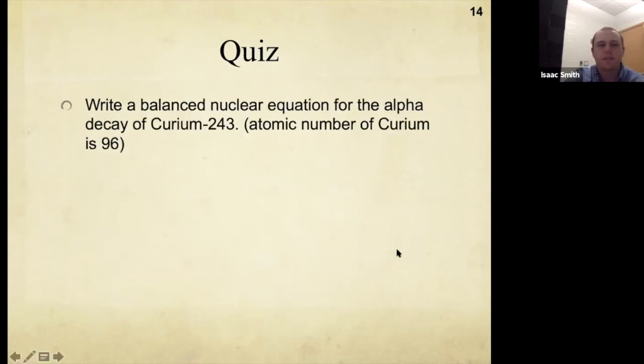Cool. I think this is the last question. Just trying to give you a couple of different examples for the homework. Okay, so a balanced nuclear equation for the alpha decay of curium-243. So if a question like this was on a test, I told you that you don't need to know the chemical or elemental symbols past number 20. So since curium is past number 20, I would just give you what the atomic number is, which is 96, okay? So if we're working this out, go ahead and pause it, try and do it on your own before you watch me do it.